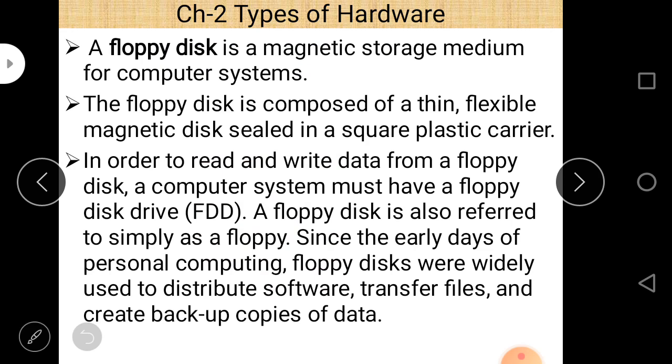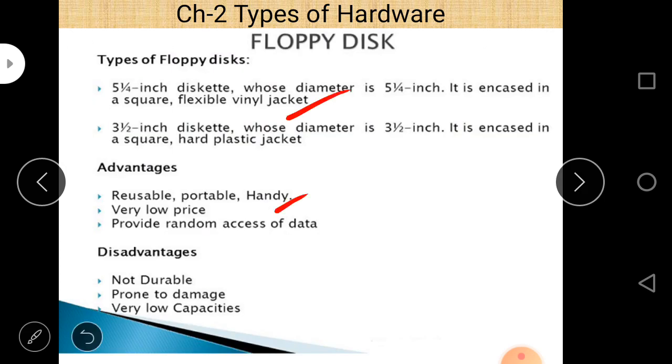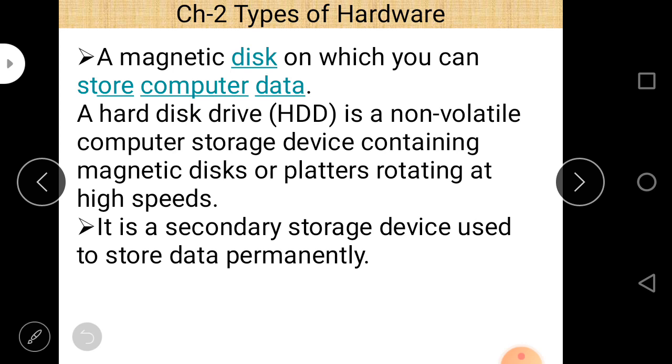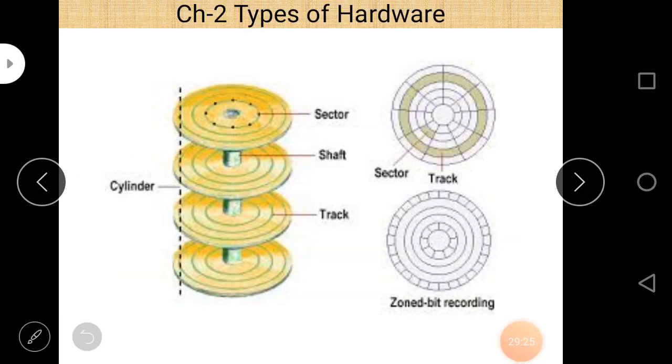This is a floppy disk. Some important points: first, it is a magnetic type memory. Second is its size, and the most common size is 1.44 MB. Always remember that. Next is the hard disk. Always remember the diagram that I told you: platters, tracks, sectors, and then cylinder.